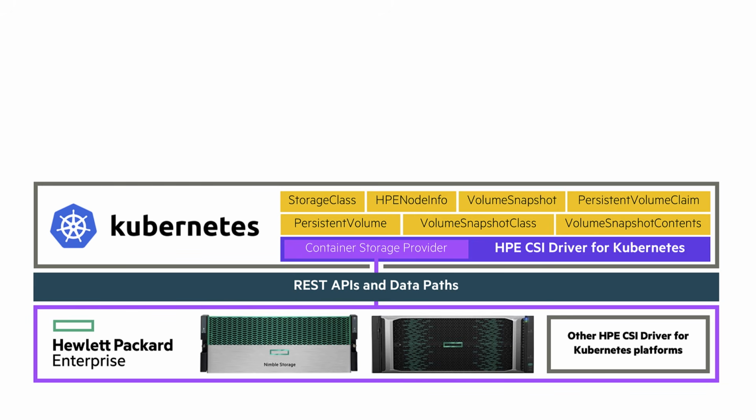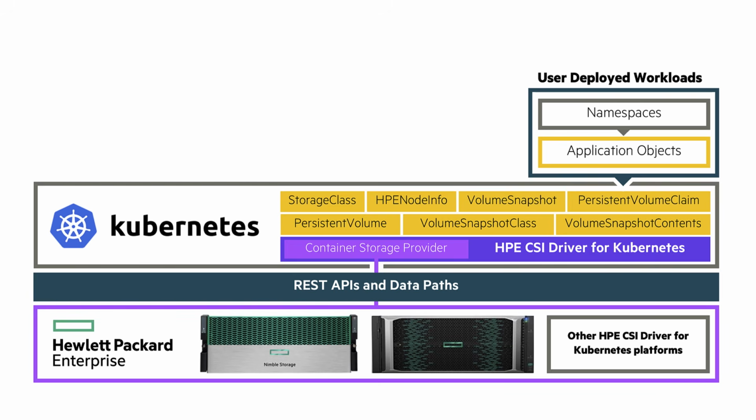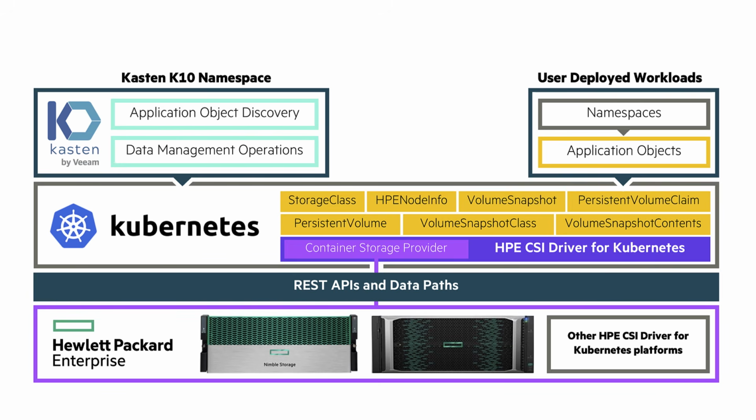A common pattern on Kubernetes is to isolate applications in namespaces. That's where all your secrets, your config maps, your workload controllers, and of course your persistent volume claims reside. Kasten K10 runs in its own namespace and is deployed on Kubernetes like any other application. It's also capable of discovering other namespaces and applications and all the objects that pertain to that application.